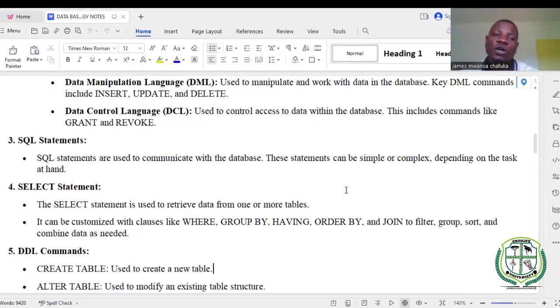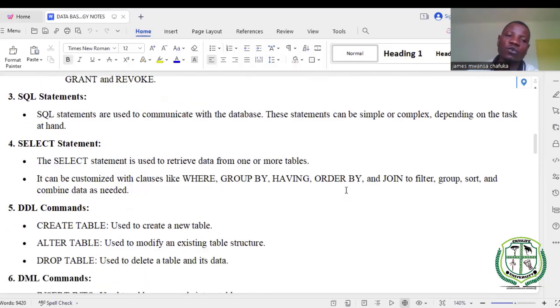There is also another point which emphasizes that it can be customized with clauses like where, group by, having, order by, or join to filter, group, sort, and combine data as needed. So these are just part of the select statement.